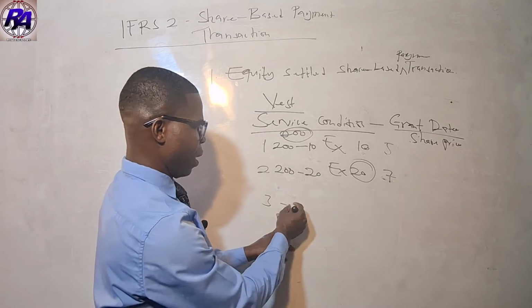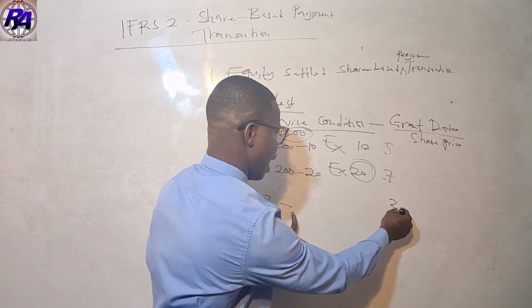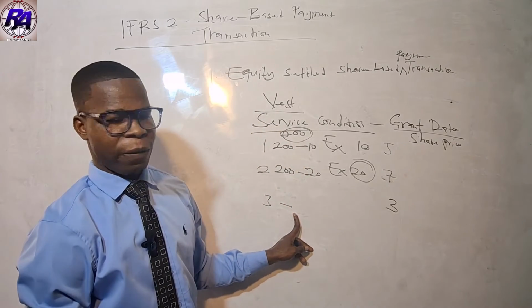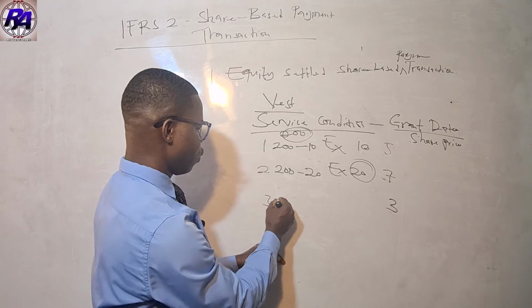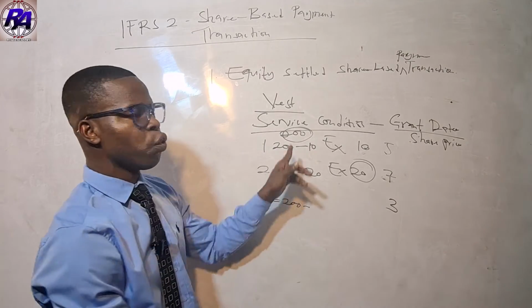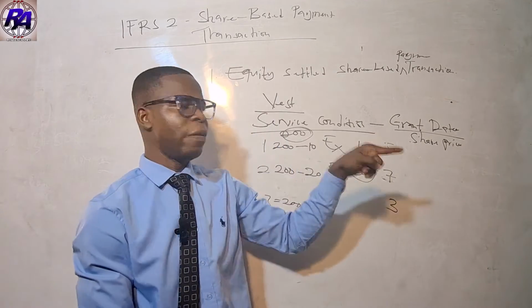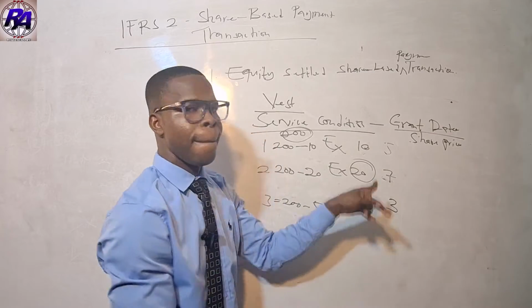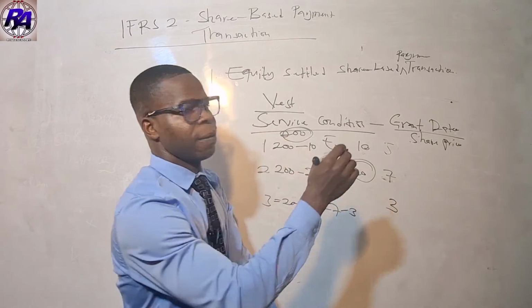Now let's come to year 3. That's the last year. 3 actually leave, because it's the last year we don't expect anything. Then when you come to year 3, it is going to be the 200 minus those that actually leave in year 1, 5, minus those that actually leave in year 2, 7, minus those that actually leave in year 3, which is 3.